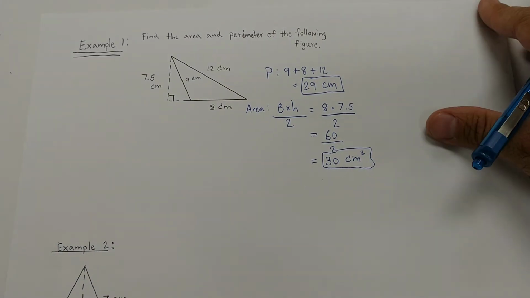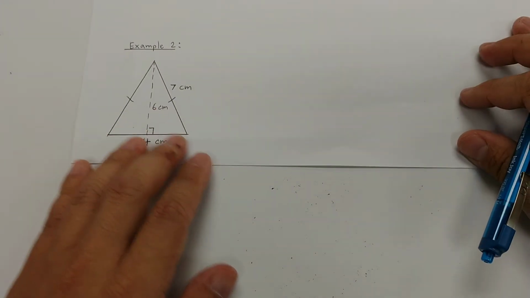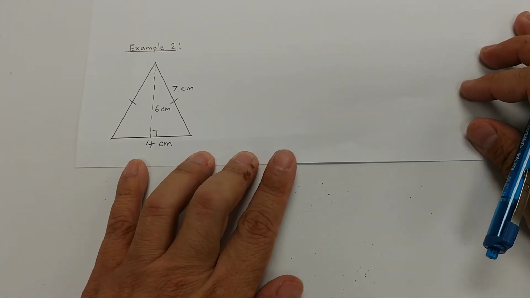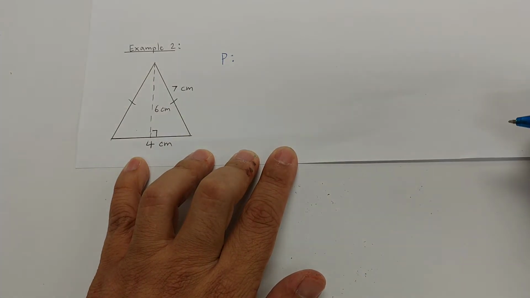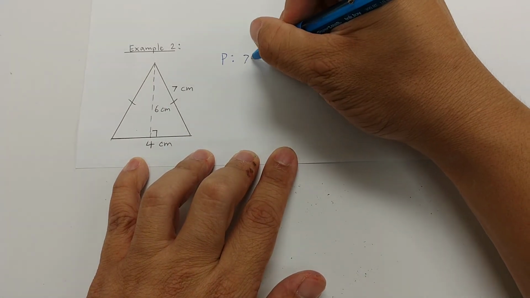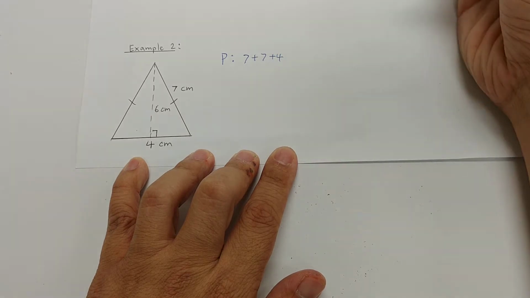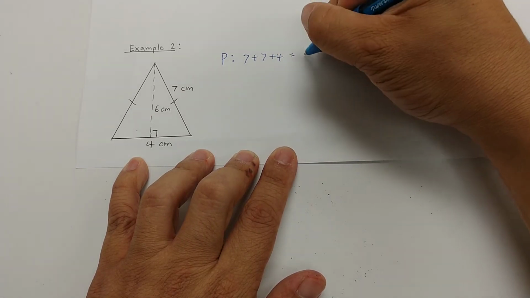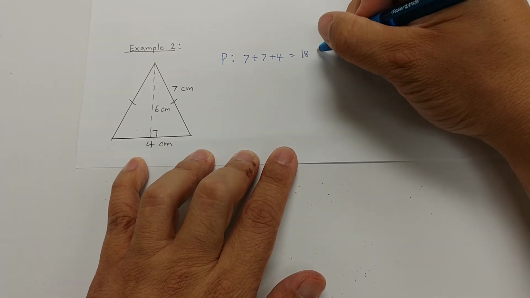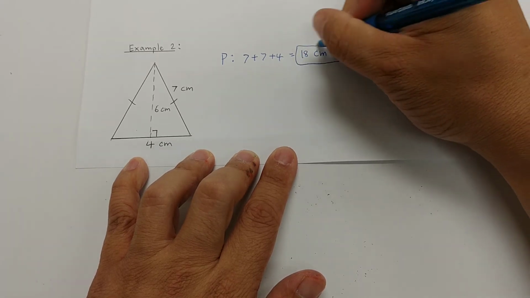Continue on to example number 2. Alright, now we have an isosceles triangle. First, let's find the perimeter. The perimeter for this will be 7 plus 7 plus 4. 7 plus 7 is 14, and 14 plus 4 is going to give us 18. So it'll be 18 centimeters.